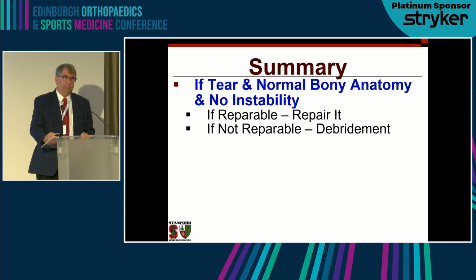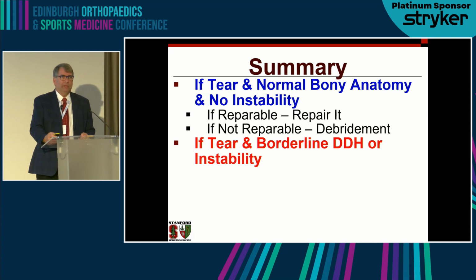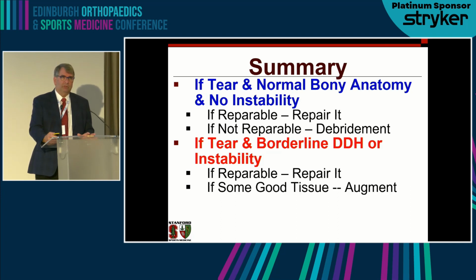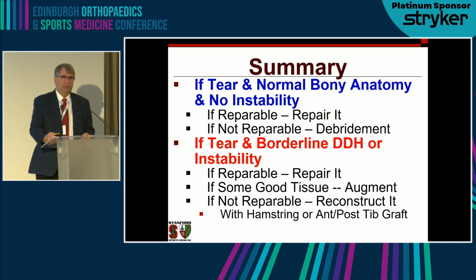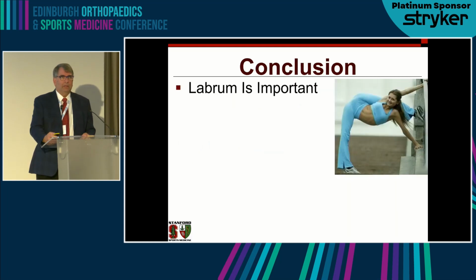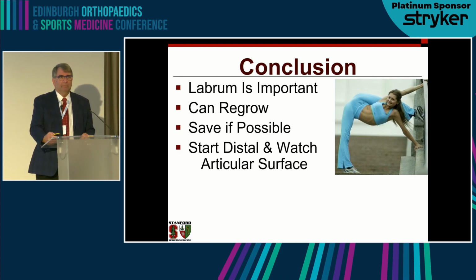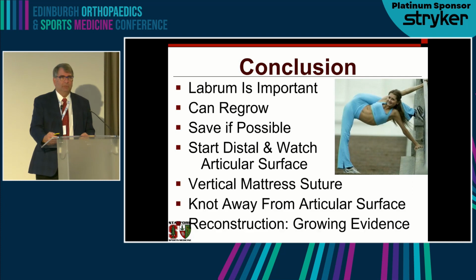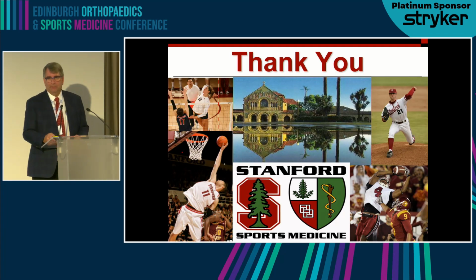So in summary, if there's a tear, normal bony anatomy, no instability: if it's repairable, repair it. If not, you can debride it. If they have borderline dysplasia and it's irreparable, or if it's repairable, repair it. If there's good tissue but small, you can augment it. If it's not repairable, I think reconstruction is reasonable. So the labrum is important. It can regrow. Save it if possible. Again, I like to use a vertical mattress suture, keep the knots away from the articular surfaces, and there's growing evidence for the benefit of reconstruction. So thank you.